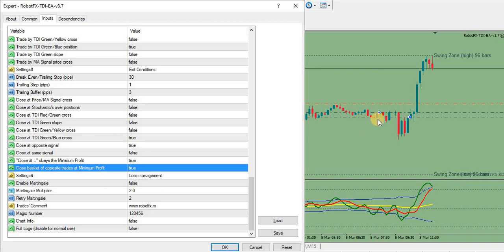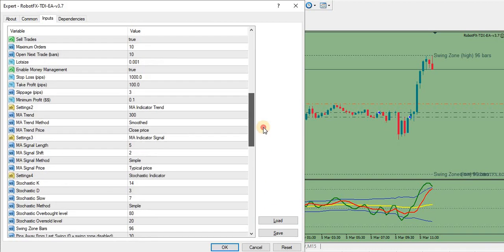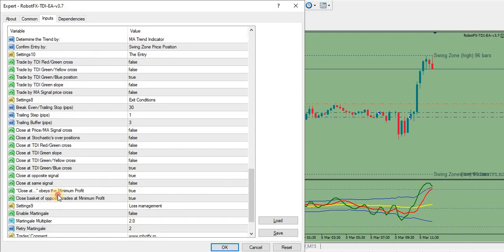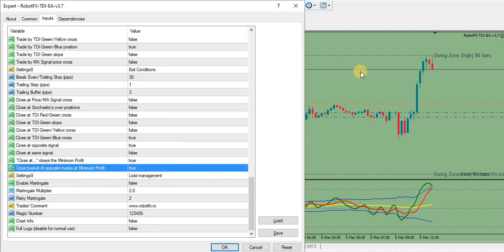Sometimes, depending on this combination of settings, you will have on the same chart opposite trades, buys and sells, longs and shorts. This option will close all of them when their real profit reaches minimum profit. So this can be used as a break even. For example, if it's set to 0.1, this is how I use it at least. If it's set to 0.1, I want all the trades on the chart, if they are opposite trades, buys and sells, because it's kind of chaotic, to close as soon as they are all at break even.